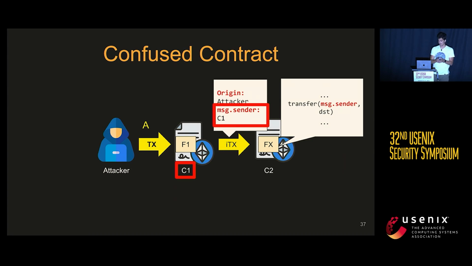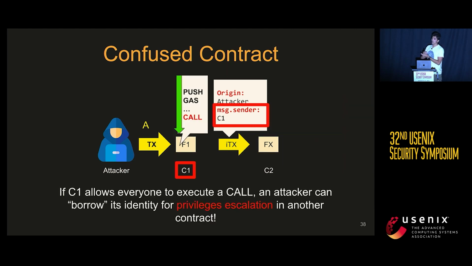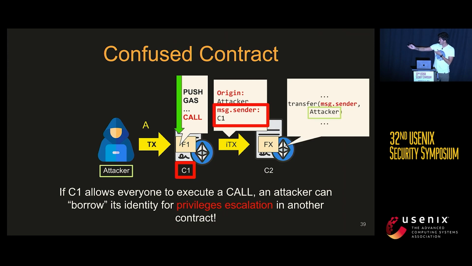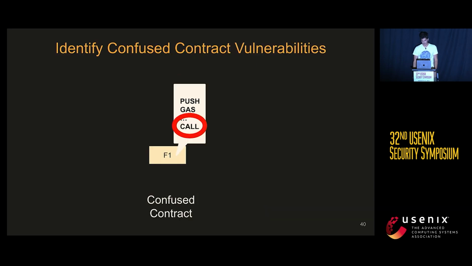This is how applications on the chain actually work. They use message sender in these ways. However, the problem is if C1 allows everyone to execute a call, then an attacker can borrow the identity for privilege escalation in other contracts. As an instance, the attacker might be able to execute that transfer function by setting the attacker as the receiving account of the transfer operation.